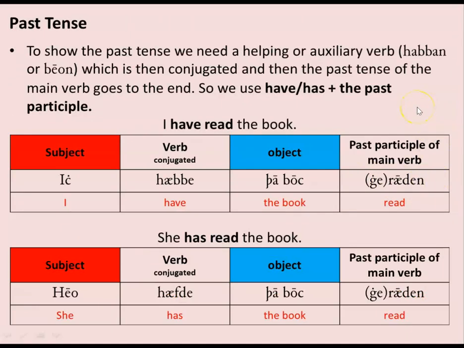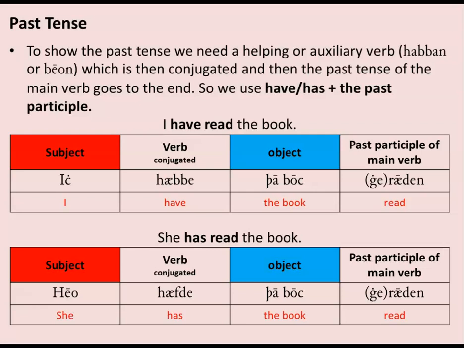Now we want to talk about the past tense, an action that is now completed. It has been completed in the past. It is now a completed action, so we're talking of the past. To show the past tense, we need a helping or auxiliary verb, haben or bauen, which is then conjugated, and then the past tense of the main verb goes to the end, but it is the past participle of the main verb. So we use have, has, plus the past participle. We want to talk about an action that is now completed, finished in the past. We're talking here about the past.